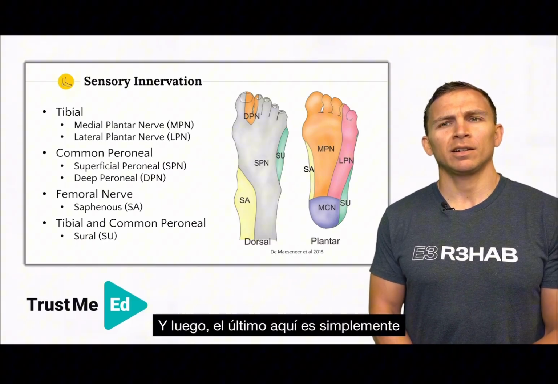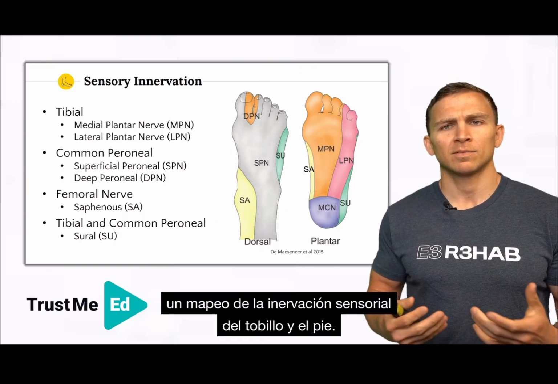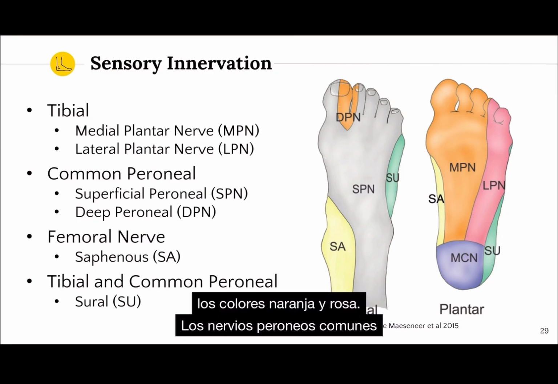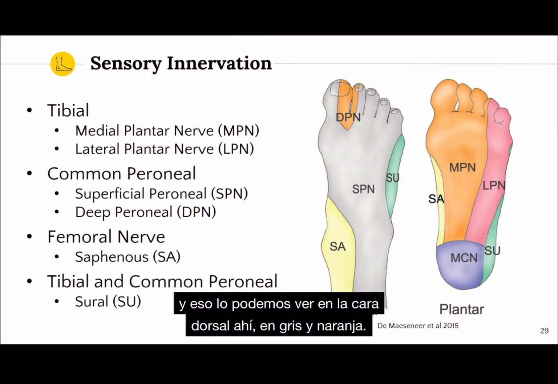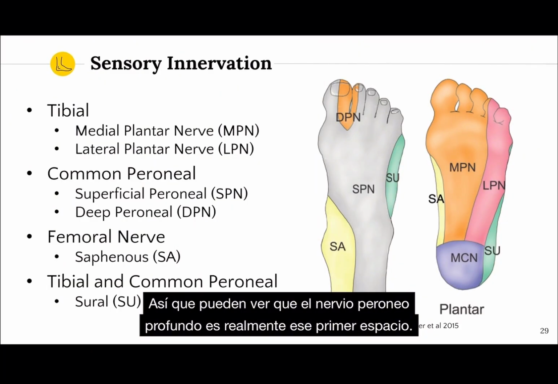And then last here is just kind of a mapping of the sensory innervation of the ankle and foot. So as I mentioned, tibial nerve gives way to medial and lateral plantar nerves, and we can see that on the right, that orange and pink colors. Common peroneal nerve gives way to the superficial peroneal and deep peroneal nerve, and we can see that on the dorsal aspect there in gray and orange. And so you can see that deep peroneal nerve is just really that first web space.